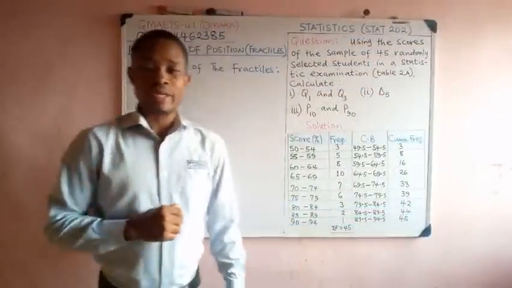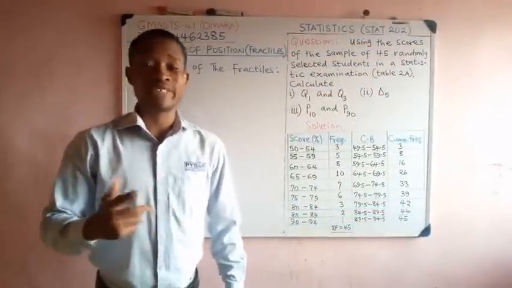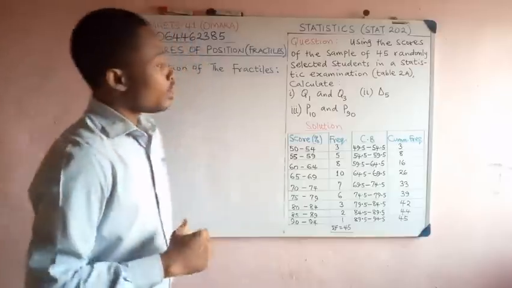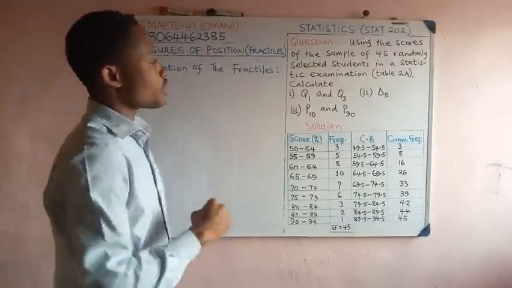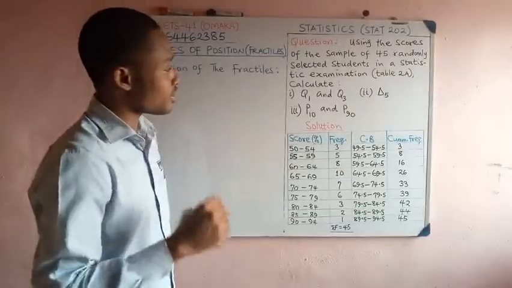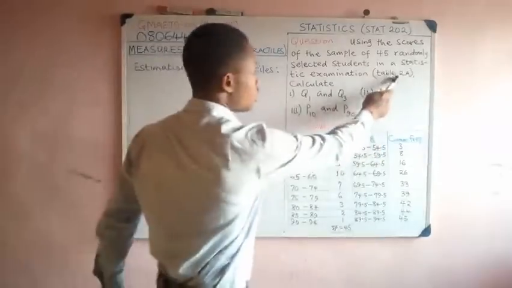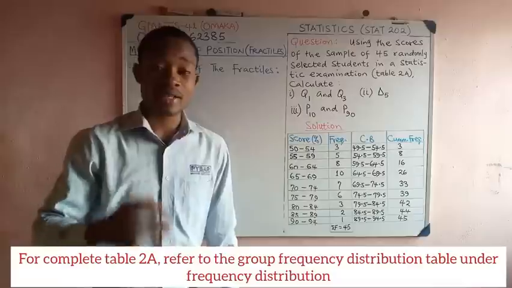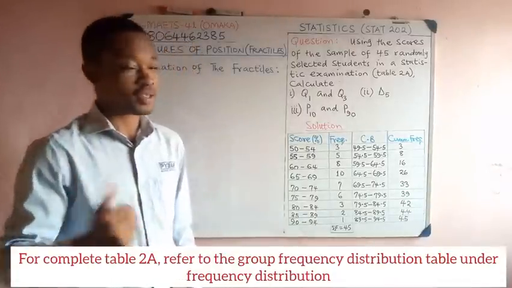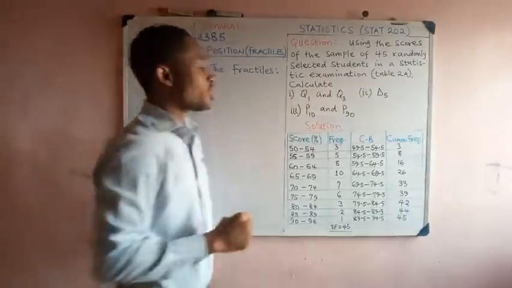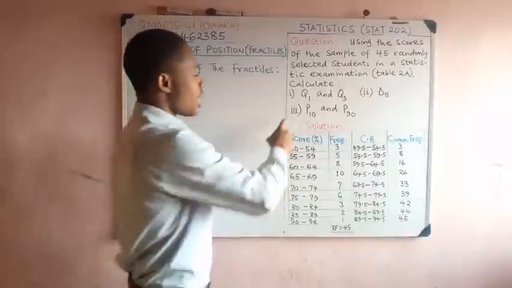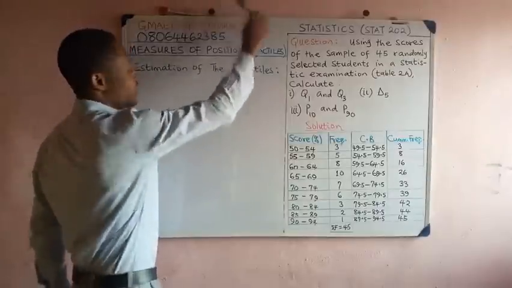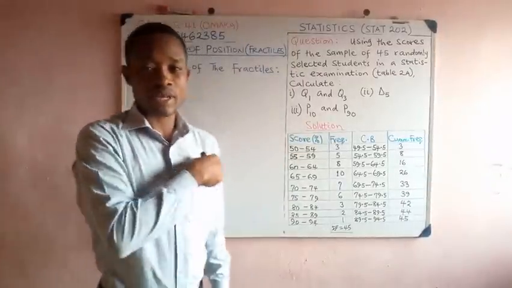In this video, we are going to see how we can apply the formulas for quartile, decile, and percentile in obtaining the values of certain fractiles. On the board here we have this question: using the scores of the sample of 45 randomly selected students in the statistics examination, reference was made to table 2A. Calculate Q1 and Q3, that is the lower and upper quartiles, first and third quartile. Then calculate the 5th decile, that's D5. Then calculate the 10th percentile, that's P10, and the 90th percentile, that is P90.